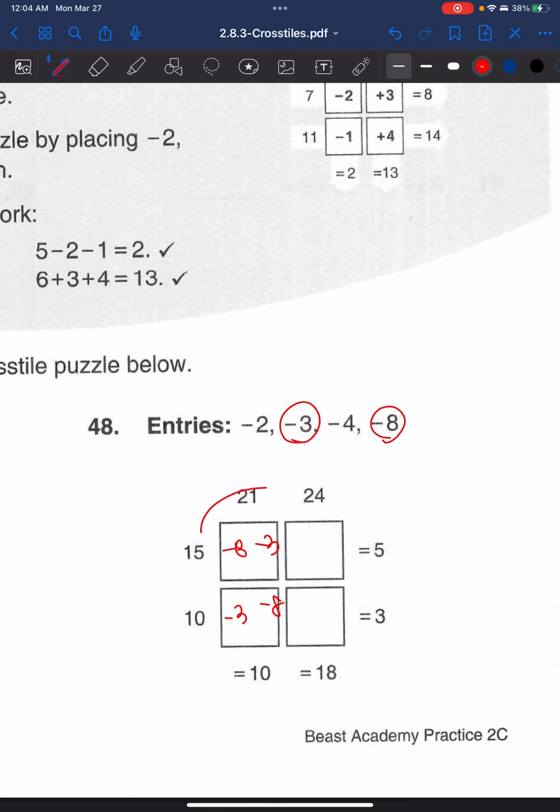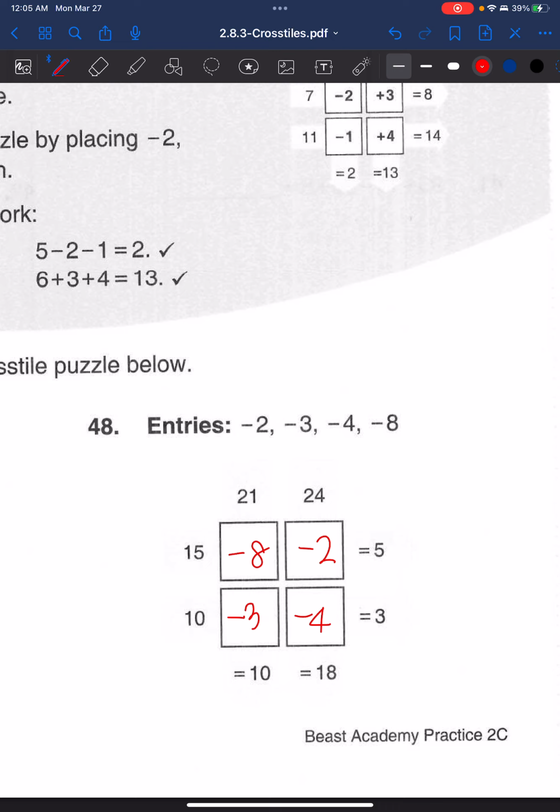Now, to get from 15 to 5, we need to subtract 10. So we need a combination that gives us negative 10. And from the number combinations, the only possible combination that gives us a negative 10 is using negative 8 and negative 2. Now we know that, because of that, the negative 8 should go in here. And we're left with negative 4.